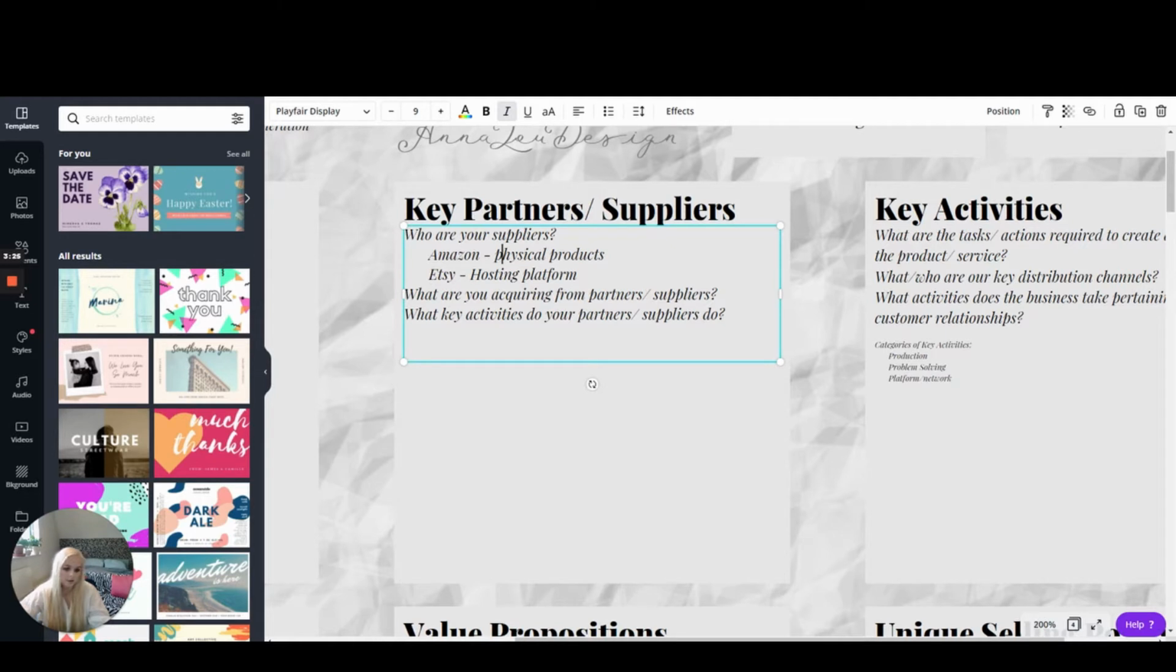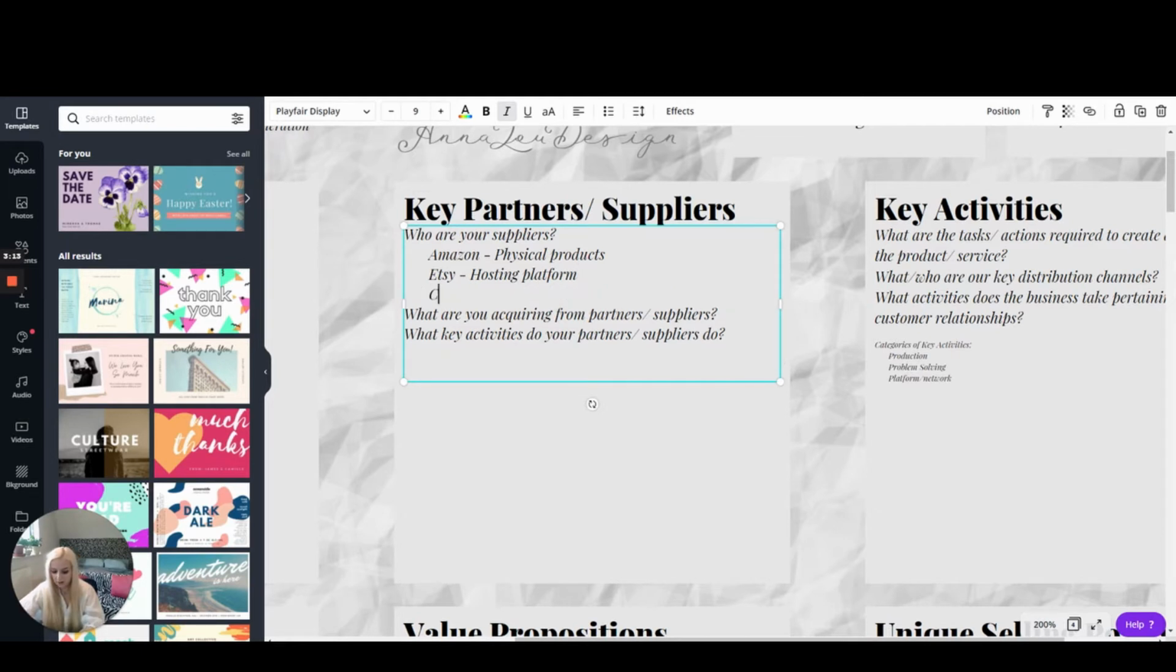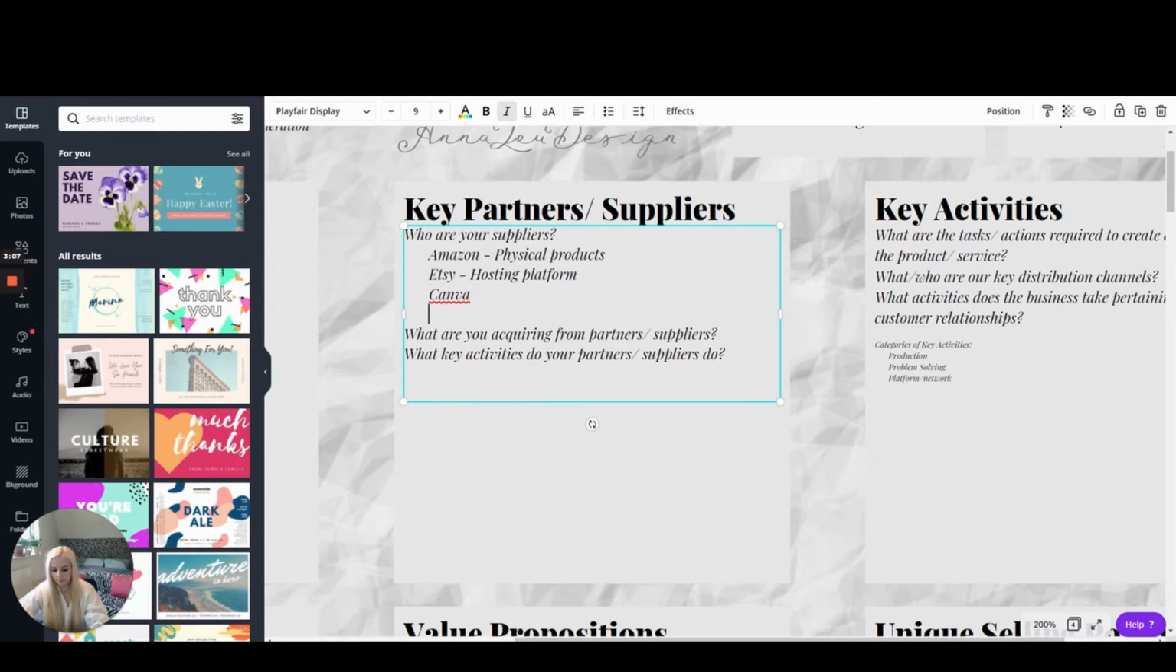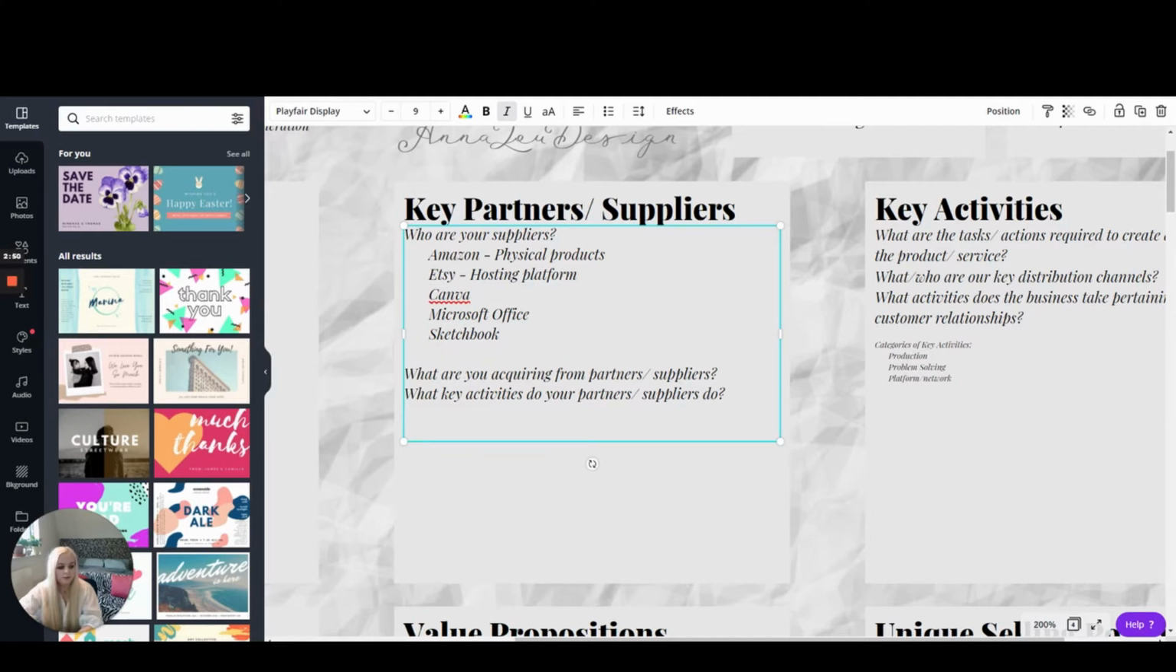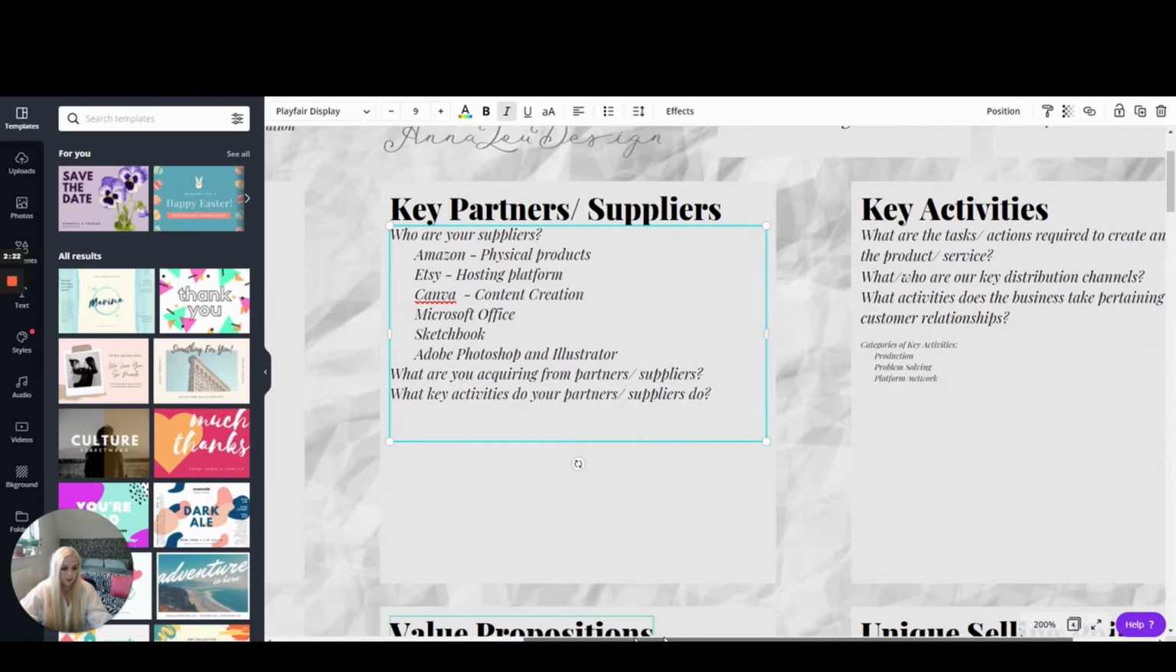What are you acquiring from your partners or suppliers? So I think I've kind of answered that here. Do I have anything else? Let me think. I suppose Canva. If I create any products using this tool, it's really helpful. Microsoft Office. Right now I am using a program called Sketchbook. I think it's called Sketchbook Autodesk or something. And also Adobe Photoshop and Illustrator might be used at some point. And those are all for content creation.